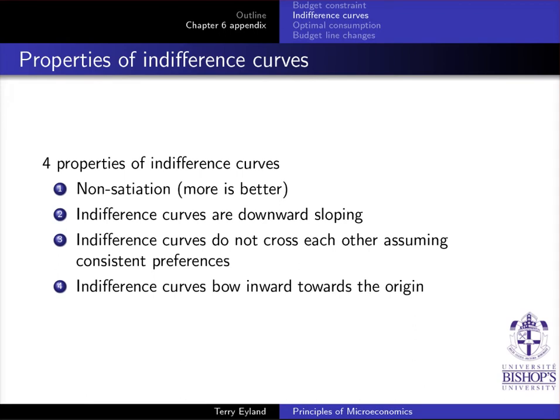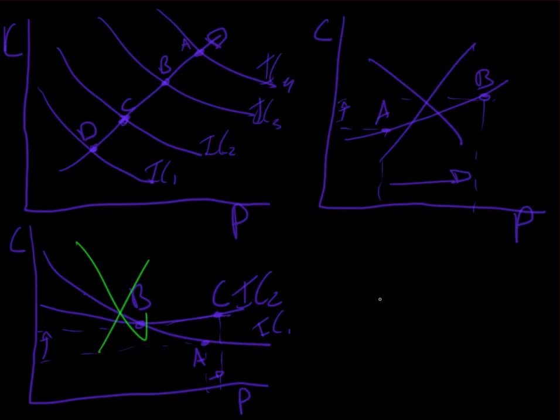The last example, or the last property, is that indifference curves bow inwards towards the origin. What this means is that indifference curves typically have this kind of shape that goes towards the origin. It's not bowing outwards, it's not completely straight, it has this kind of shape. So this is one indifference curve.